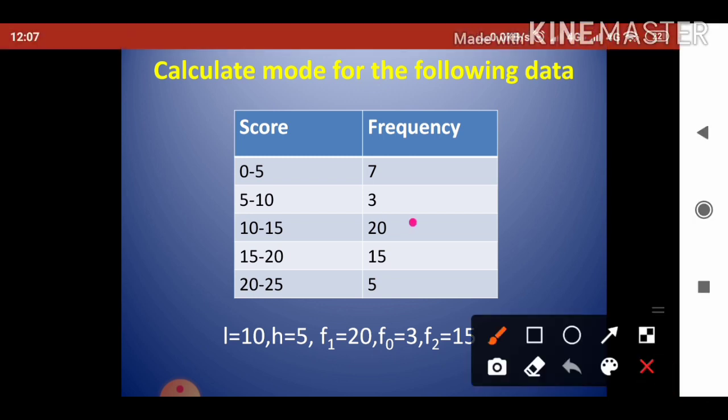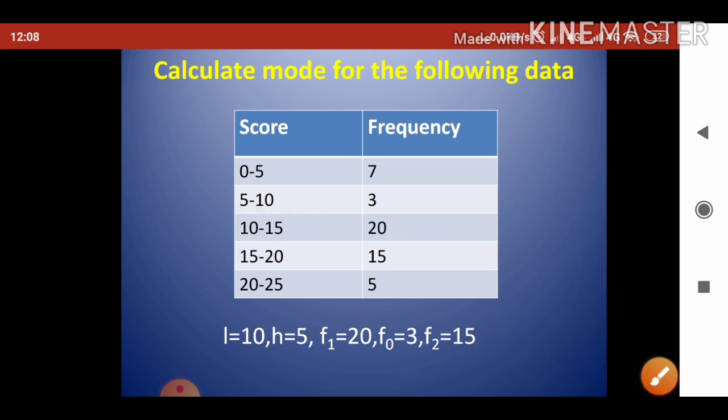Here, 20 is the maximum frequency. So, the modal class is 10 to 15. So, the lower limit of the modal class is 10. So, L is equal to 10, H is 5. H we got by subtracting 25 minus 20, so you get 5, or 10 minus 5, and also you get 5. So, subtracting the lower limit from the upper limit of the class interval, you will get the class width. So, 5 is the width of this interval.